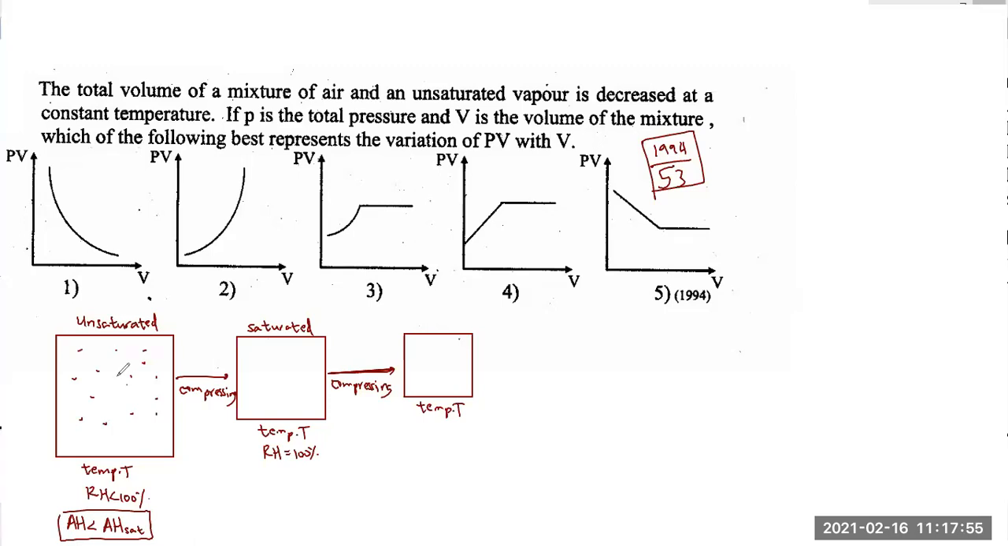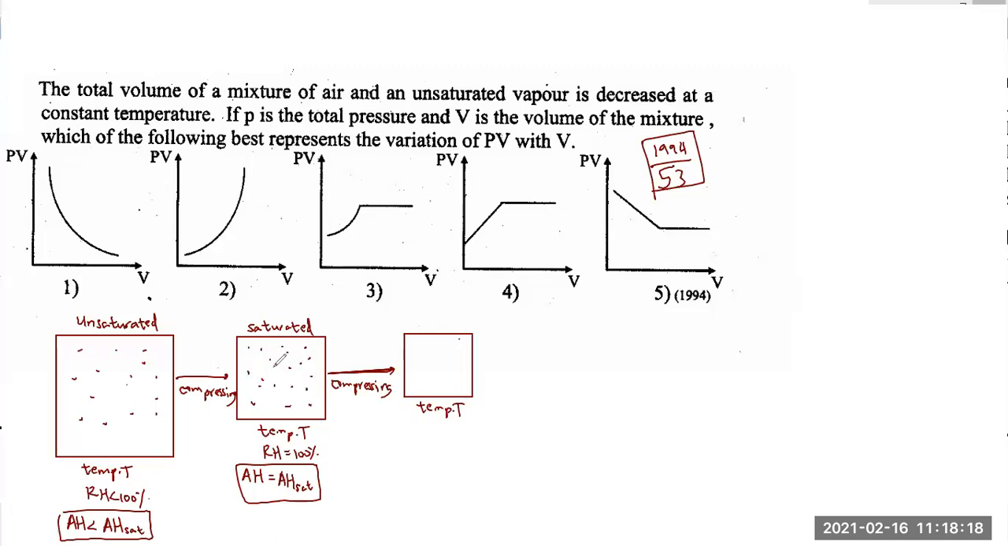But when you reduce the volume, what happens? The mass of water vapor doesn't change. When you reduce the volume, the absolute humidity of air becomes equal, at one point, to the absolute humidity of saturated air, because when you reduce the volume, absolute humidity increases. That's why it becomes saturated. But the mass of water vapor doesn't change.